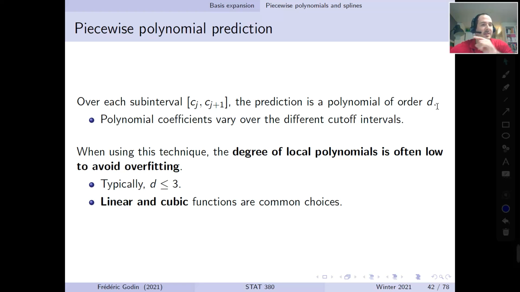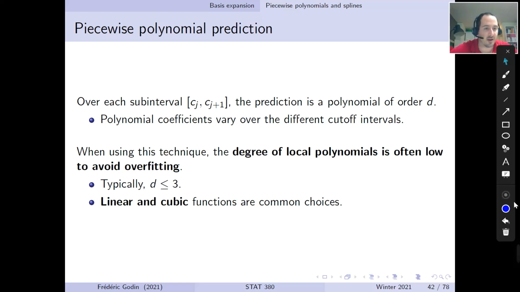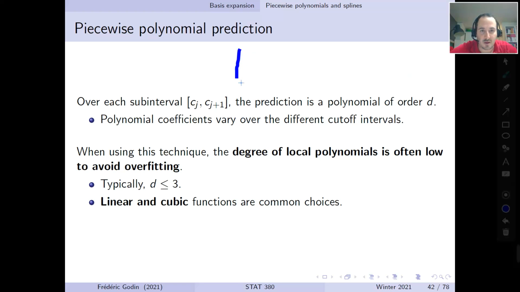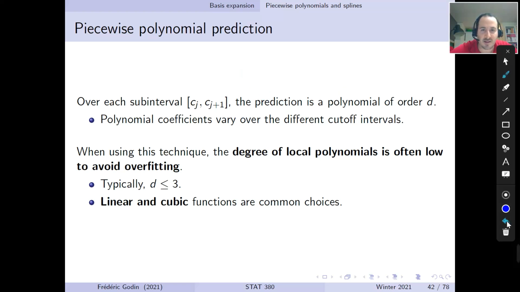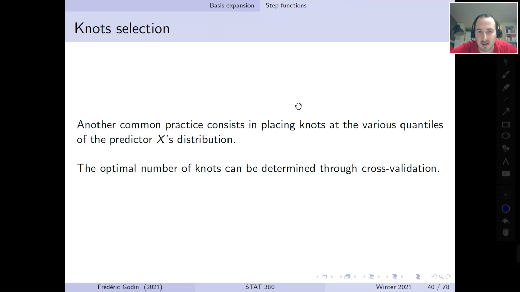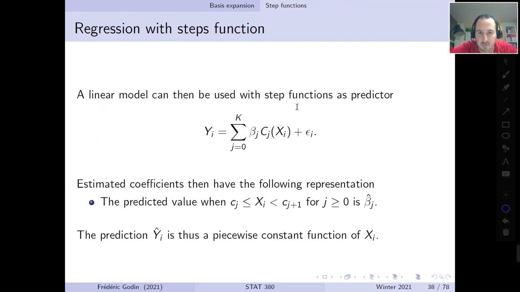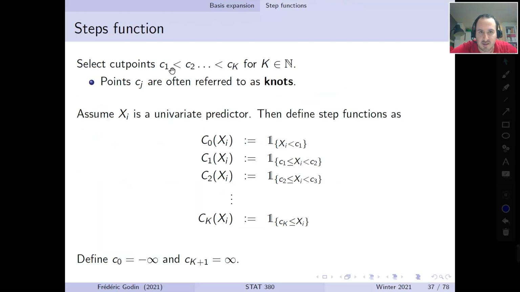So the order is the same for all the intervals, but the coefficients of the polynomial will vary over the different cutoff intervals. Okay, so maybe let's draw something. So here, let's say you have C1, I think, or was it C0? Does it start at C0 or C1? Let me just check back. Okay, it starts at C1.